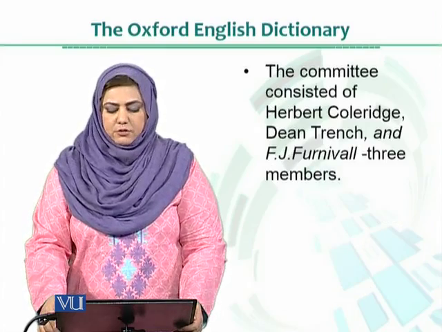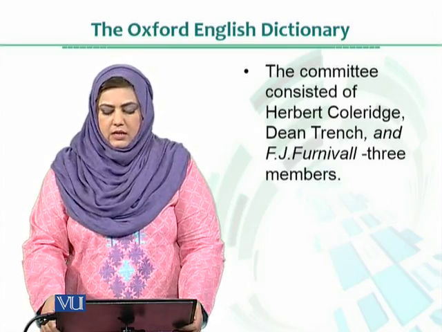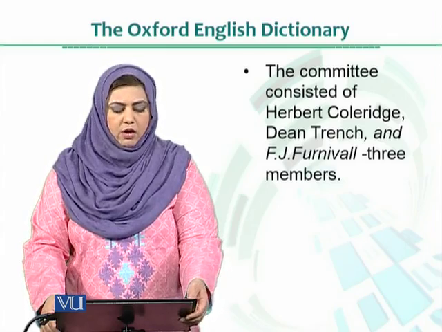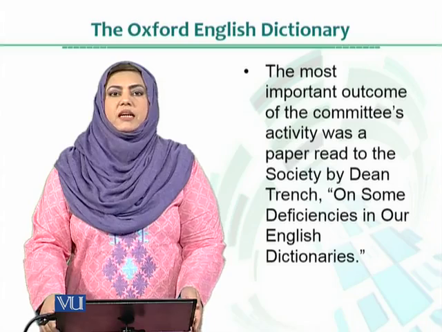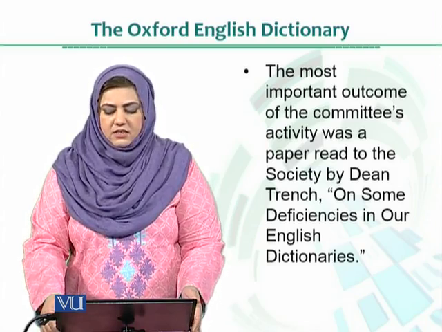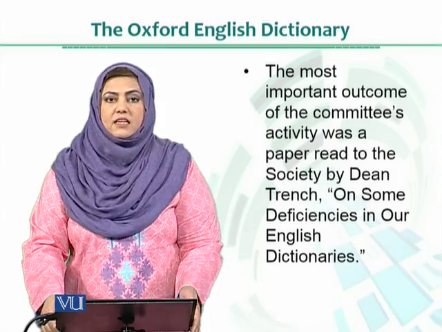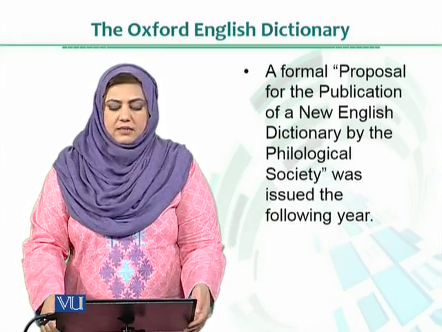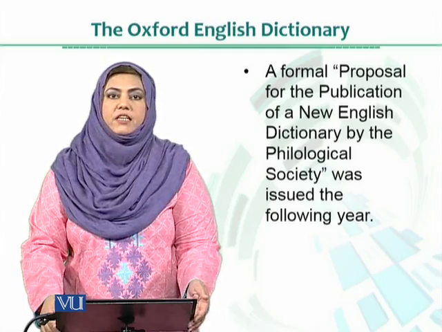The committee mainly consisted of these three people: Herbert Coleridge, Dean Trench, and Fernwell. These three members thought about it and decided on a plan. The most important outcome of the activity of this committee was that a paper was read to the society by Dean Trench. The title of the paper was "On Some Deficiencies in Our English Dictionaries." In this paper, a formal proposal was given for the publication of a new English dictionary.